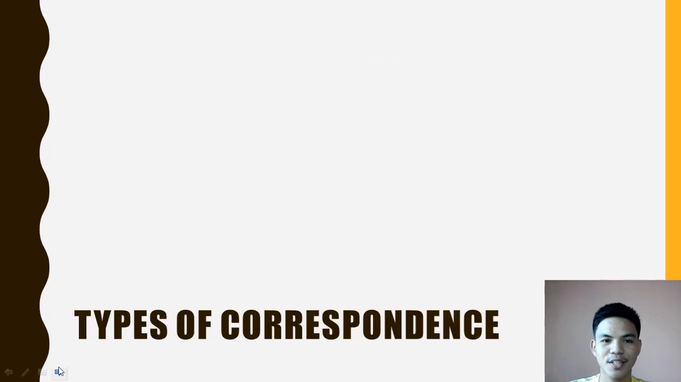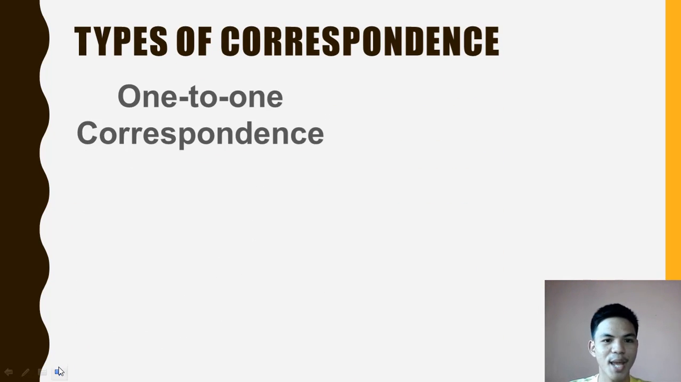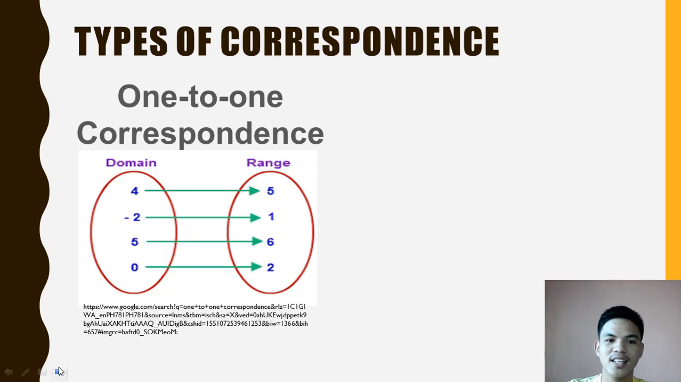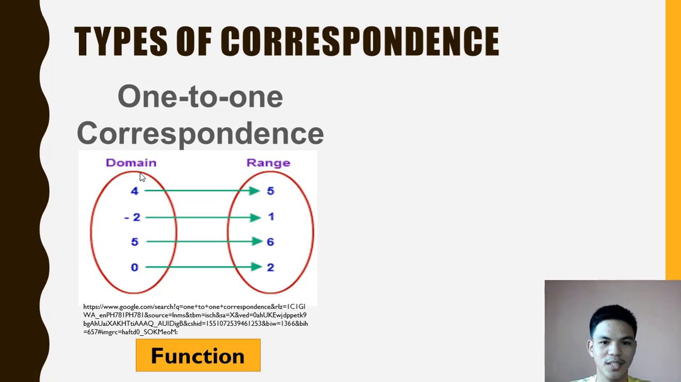There are actually 4 types of correspondence. The first type is one-to-one correspondence. So I have here the example. From the term itself, one-to-one, meaning one element has its own corresponding range element. So for the given example, the domain includes 4, -2, 5, and 0, while the range includes 5, 1, 6, and 2. Since there is no repeated x element in the domain, this correspondence is a function.